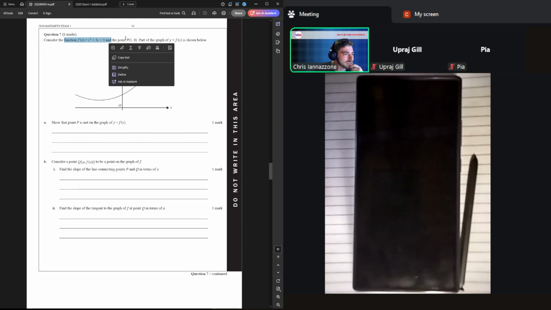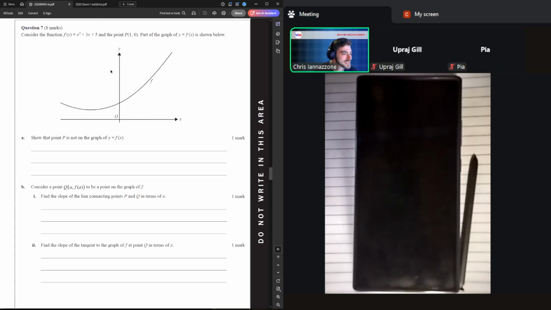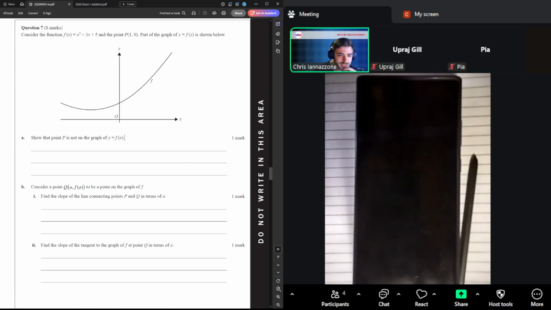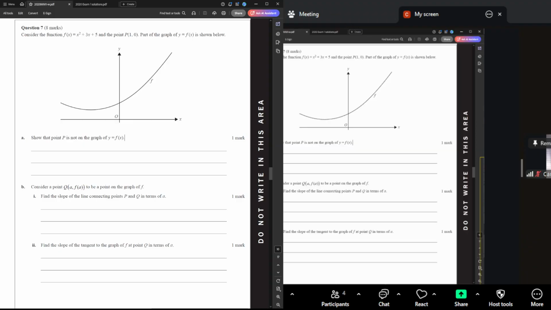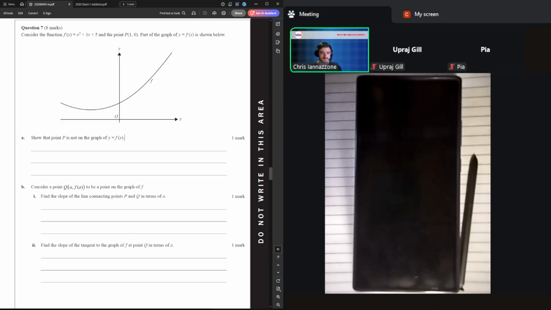Question 7. Quadratic point, show that P is not on the graph. That's a funny question. Usually you get the opposite, which is show that P is on the graph. You still solve it basically the same way. They're not trying to trick you that hard. I'm curious what you guys try to do though to prove it's not on a graph.